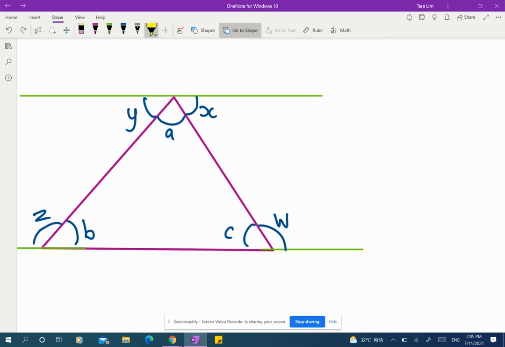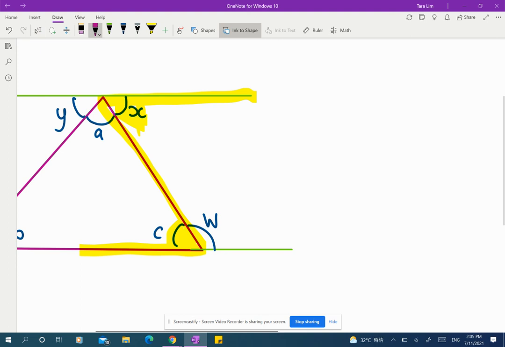Let's do alternate first. So alternate angles are, you have a parallel line and then the angle here and the angle there are the same. So it's like a Z-shape. And here, let's draw a Z-shape here. So if you notice this, the angle X and the angle C are the same. So I'm just going to write angle X is equal to angle C.